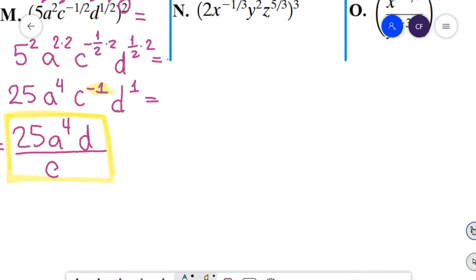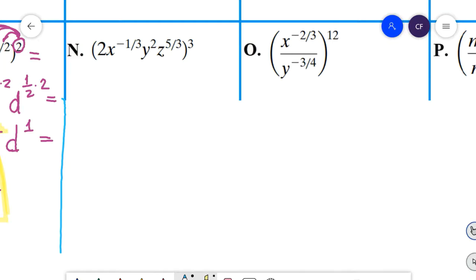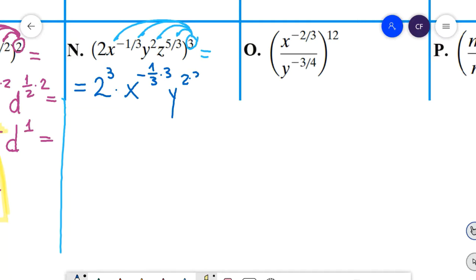Now letter N. Thank you, Chiara. Letter N is another multiplication. Multiplication is the power rule. So we will distribute this to each factor. Starting with 2 exponent 3 times x negative 1 over 3 times 3 times y 2 times 3 times z 5 over 3 times 3. Okay?